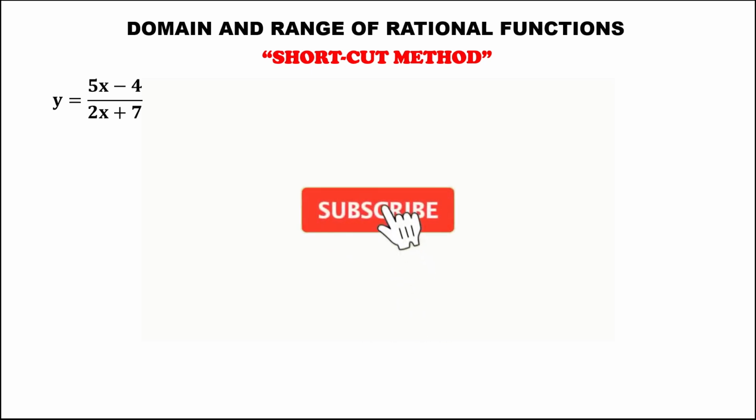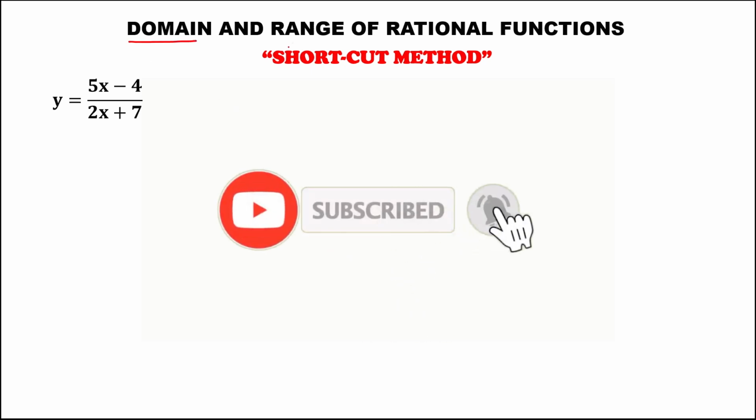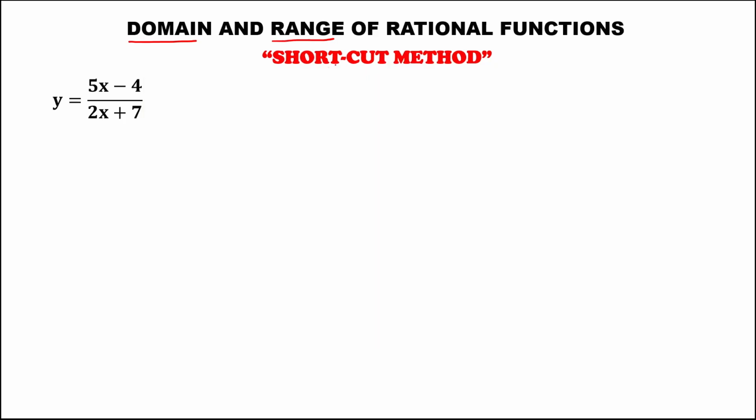So for this problem, to find the domain and the range of irrational functions, this time we're going to use the shortcut method. From this given, to find the domain, first we need to equate this denominator to 0. So we have 2x + 7 = 0.